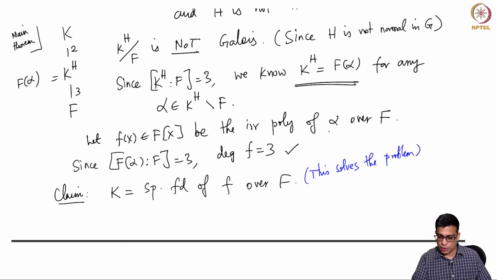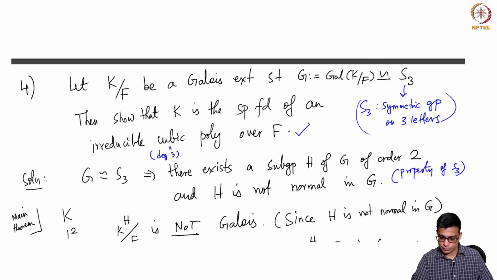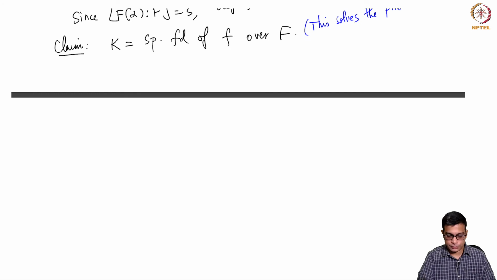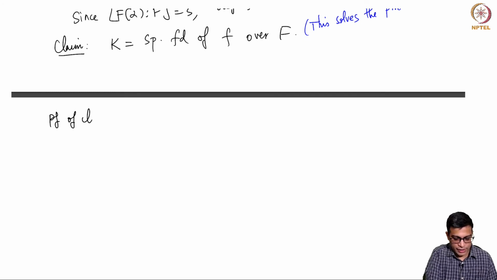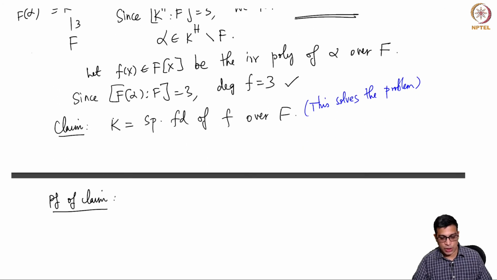It is irreducible by choice because it is the irreducible polynomial of an element. So if I show that K is a splitting field, I am done. Okay, so why is this? So the proof of the claim. It's very easy to prove this claim, and it is where in this proof we are going to use that K is not Galois over F.